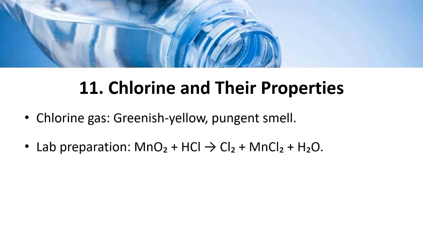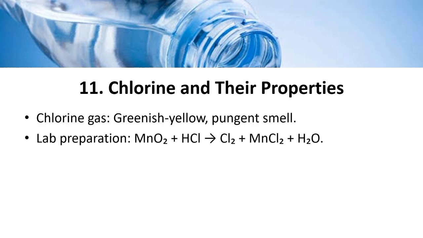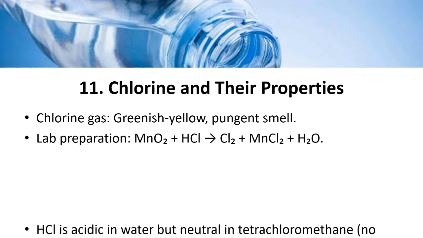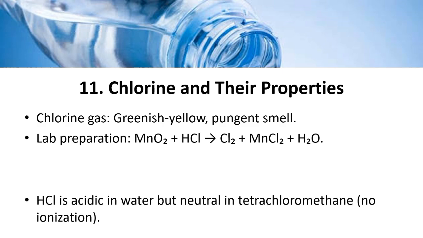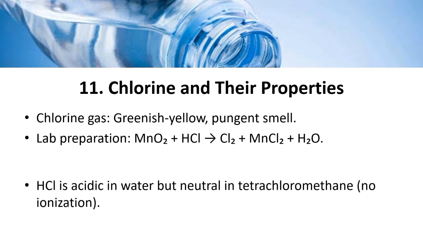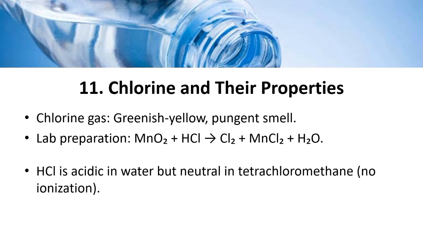Hydrogen chloride dissolves in water to form hydrochloric acid, which ionizes and turns litmus red. However, in carbon tetrachloride or tetrachloromethane, it remains a neutral gas, as no ionization occurs.